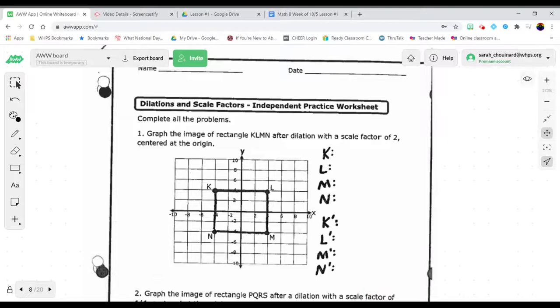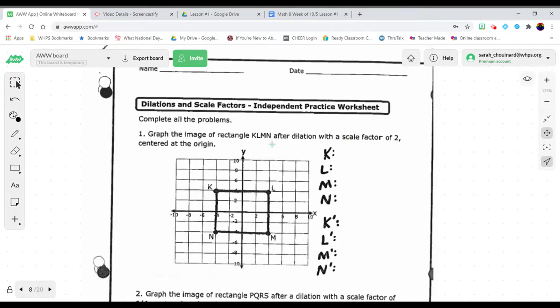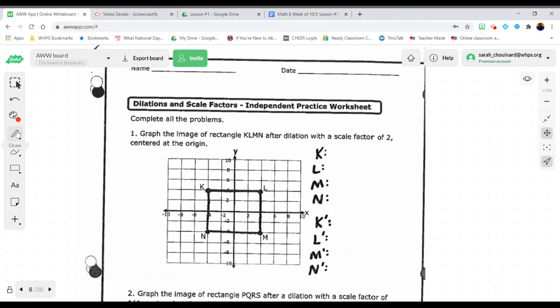All right, so this video will be pretty quick. To perform a dilation, all we're going to do is take our scale factor. In this case, our scale factor is 2, and we are going to multiply every single coordinate in the pre-image by 2. For instance, K is (-4, 4). So I'm actually going to just write down all the pre-image coordinates first.